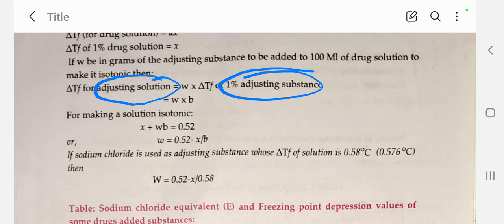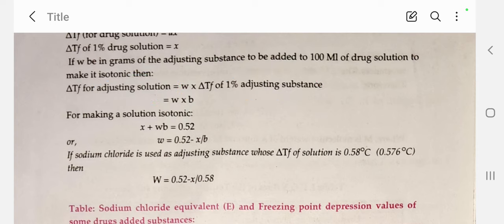So for making the solution isotonic, X plus W into B is equivalent to a constant value, the freezing point depression of blood. Because we have to adjust the isotonicity of the solution to the freezing point depression of blood, so that we can attain an osmotic pressure equal to that of blood. So we put it as a constant value of 0.52 degrees Celsius. So W is equivalent to, bringing X to the right-hand side, 0.52 minus X divided by B.